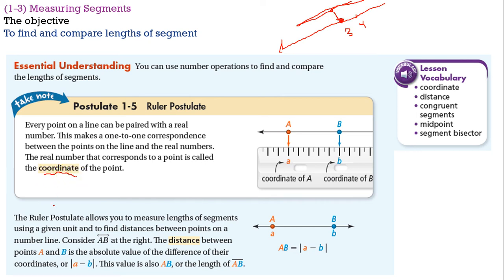Now, as a result, the ruler postulate will help you to find the distance between 2 points. The distance between 2 points will be the absolute value of the difference of these 2 points. I will show you in an example. But before I show you, to make the lesson more interesting, let's see this video.